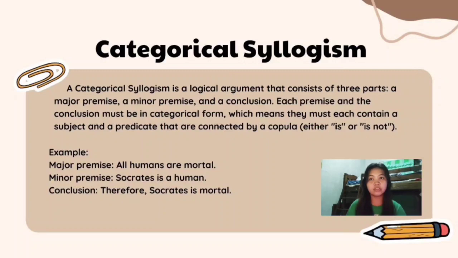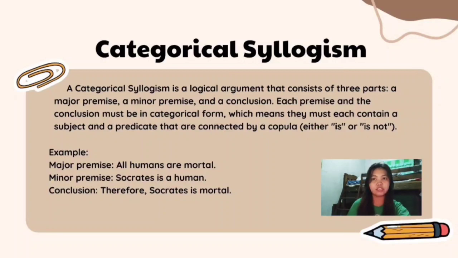A categorical syllogism is a logical argument that consists of three parts: a major premise, a minor premise, and a conclusion. Each premise and the conclusion must be in a categorical form, which means they must each contain a subject and a predicate that are connected by a copula. It's either is or is not.